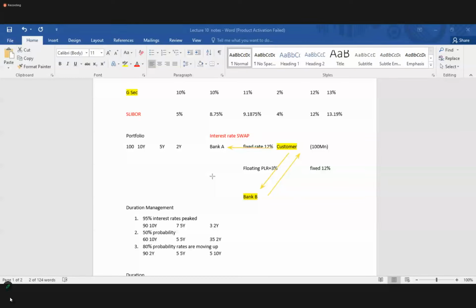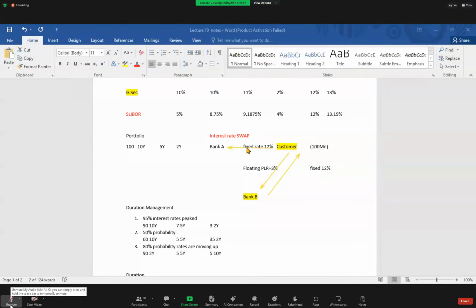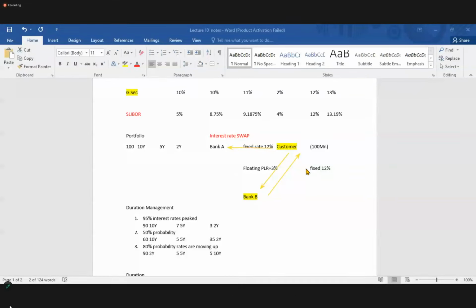See what has happened as an effect. Look at the fixed component. What has happened to the fixed component now? There is a payment of 12% here, and there is a receipt of 12% here. So this and this get cancelled off. You see that? Cancelled.